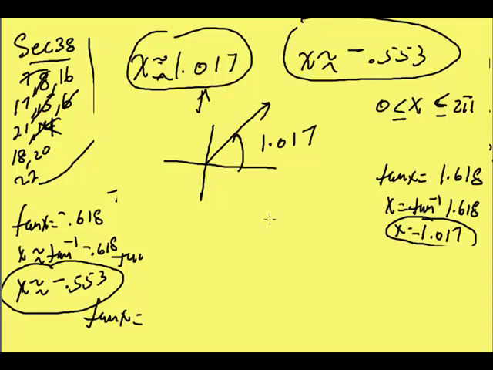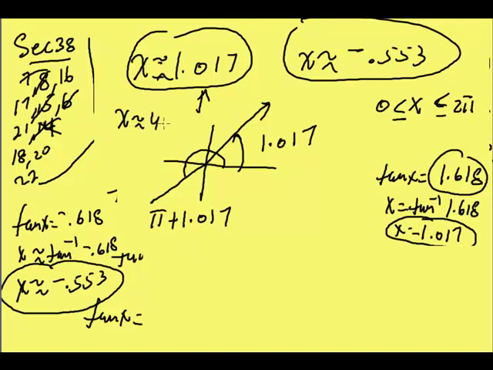There's one more place where your tangent is going to be positive. Where does tangent generate? What is it? Very good. It's going to be pi plus, because from here to here is pi, and this angle is going to be pi plus 1.017, and calculate that for me. 4.158. Alright, now that's taken care of.